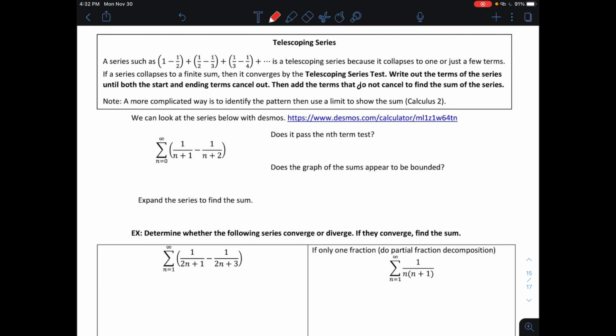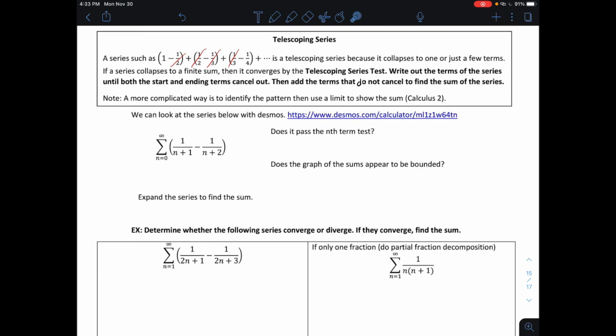So if you look at that one, what happens is the half cancels, the third cancels, and then if I continue writing, more terms would cancel, and it would allow me to predict what the sum is if it is indeed a telescoping series. So we're going to look at one way to find the sum of a telescoping series, which is to expand and then see what terms are canceling and determine the sum that way. There's a more complicated way, which is to identify the pattern and write a limit, but that's more calculus based, and we'll save that for when you're in that course.